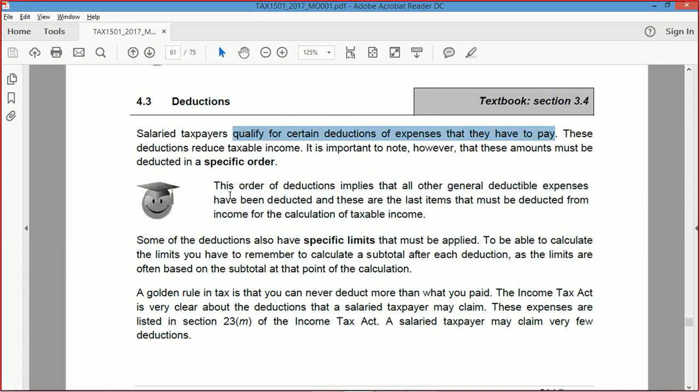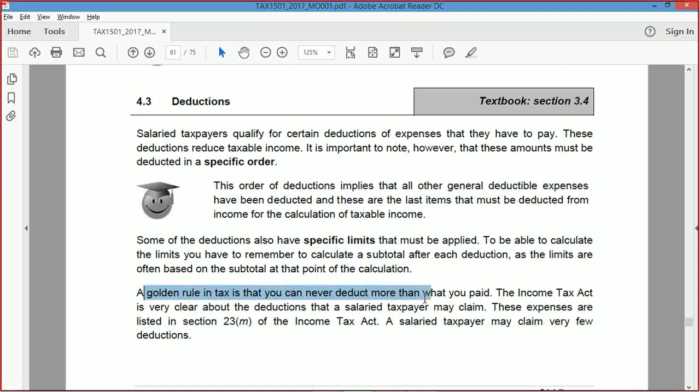Coming back to this, they say this order of deductions implies that all general deductible expenses have been deducted. Notice, all other deductions apply as long as they meet the specific rule. That rule is covered in a separate chapter. Some of the deductions have specific limits. A limit means what? It's what you can't go past, an amount. Correct. You can't deduct more than a specific amount. So something like a pension contribution has a limitation. You can't deduct more than a specific limit.